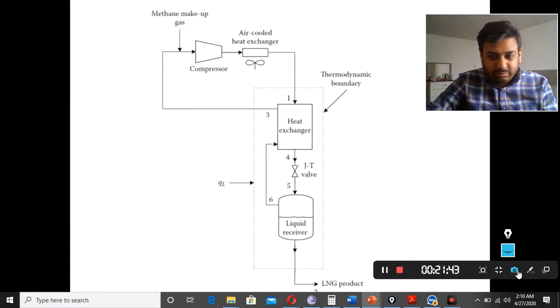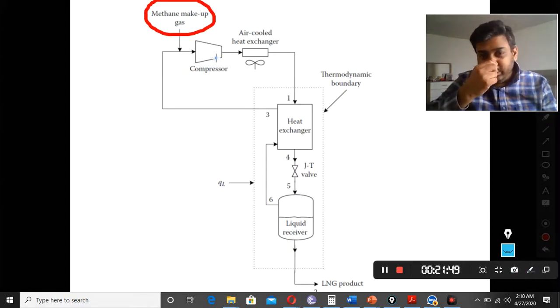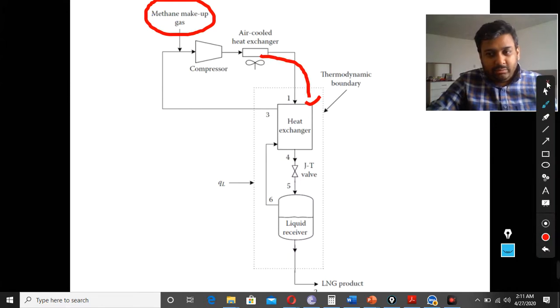When the gas is coming from the wells, it is compressed because it needs pressure. Then it is air cooled, because when we compress it, it gets the heat and becomes very hot. So we use air heat exchangers, and then the gas becomes cooler. When this gas comes inside here, we have another step, which we will talk about.